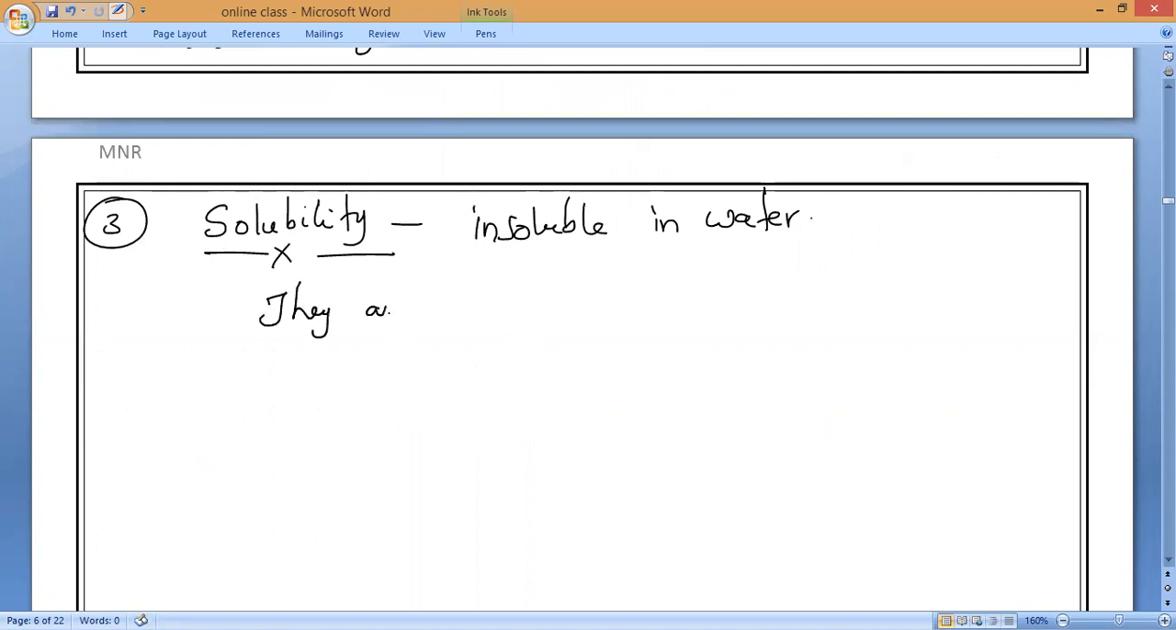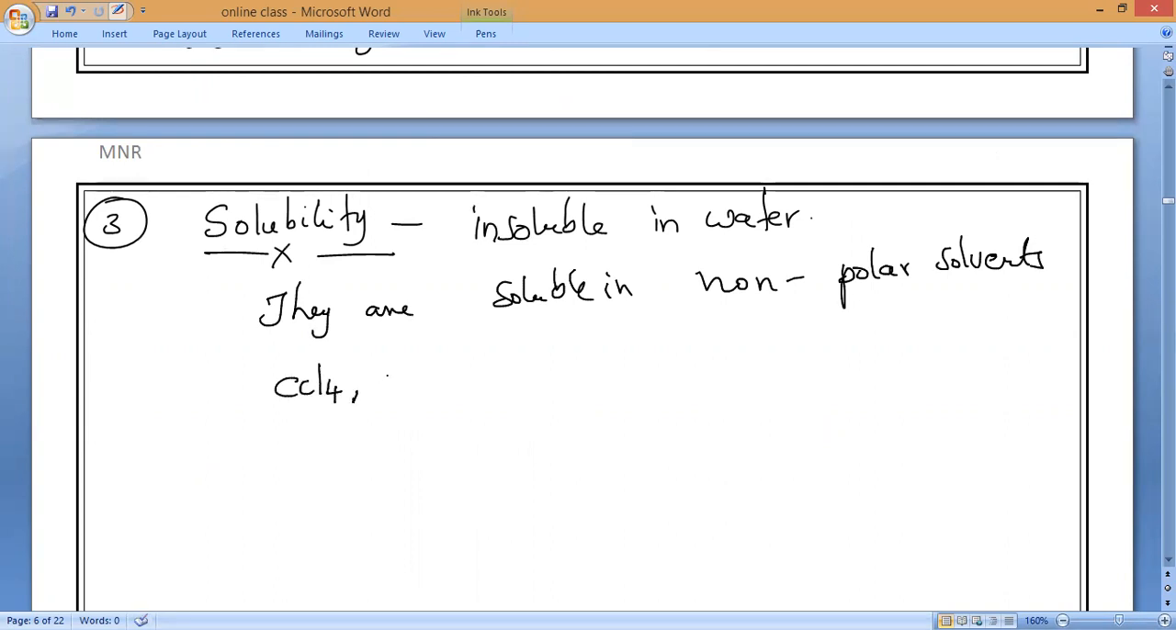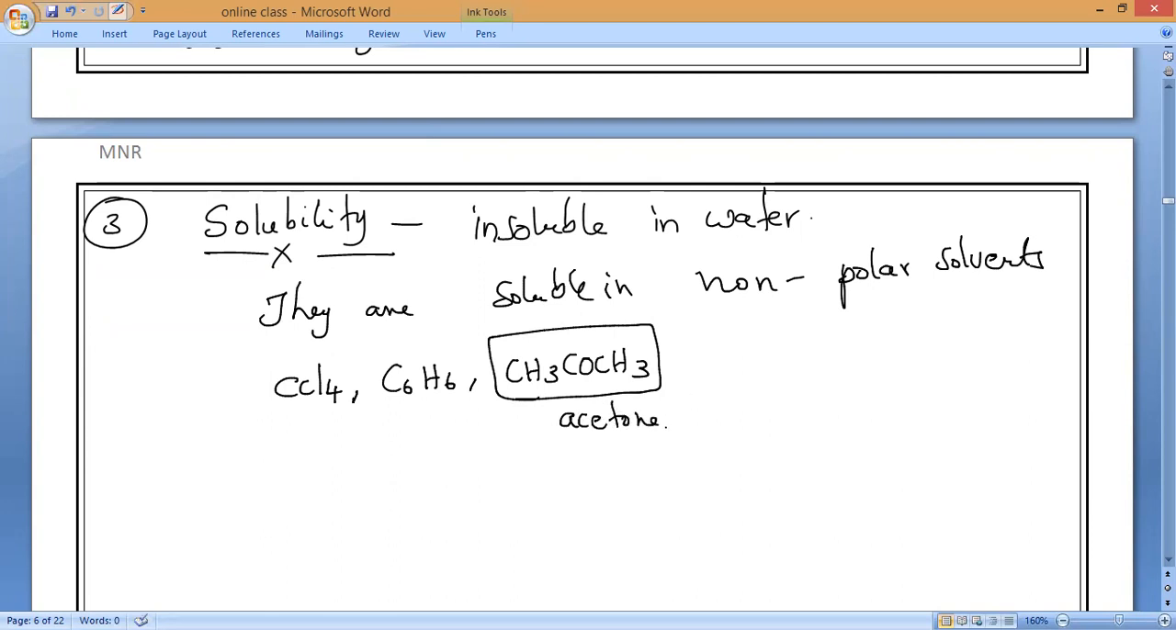Generally they are insoluble in water, and they are soluble in non-polar solvents. For example, carbon tetrachloride. This is not the first time it is coming; already in the last chapter I taught you. Carbon tetrachloride, benzene, acetone, CH3COCH3 is called acetone. Please remember, we can also call it propanone. Acetone or propanone, both are the same.